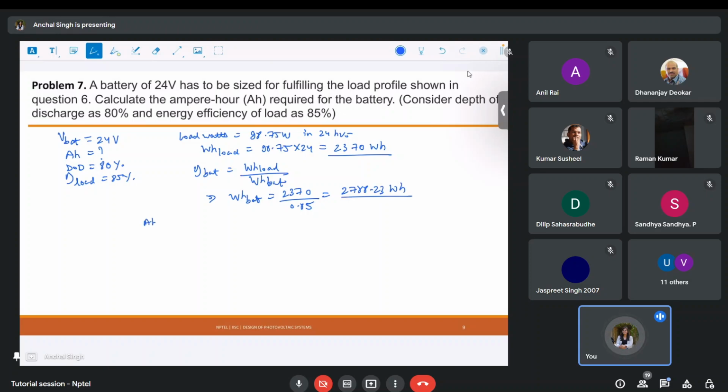And using the WH battery, I know that AH battery is equal to WH battery by V nominal of the battery into depth of discharge. So 2788.23 watt hours divided by 24 into 0.8 will be equal to 145.22 ampere hours.